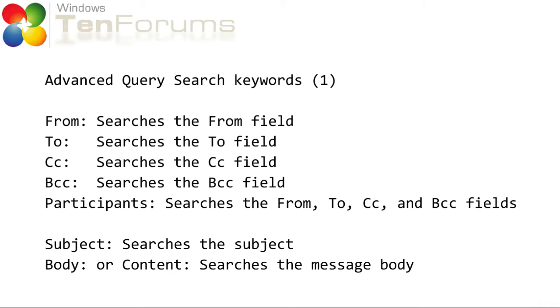Using the keyword for subject will let you search the subject line of emails, and body and content both search the message body. Looking at the help, this suggests they're both the same, although when I was testing I found that if I used the word body and search for a phrase and the word content and search for the same phrase, then body seemed to match more emails than content, so there is a difference there.